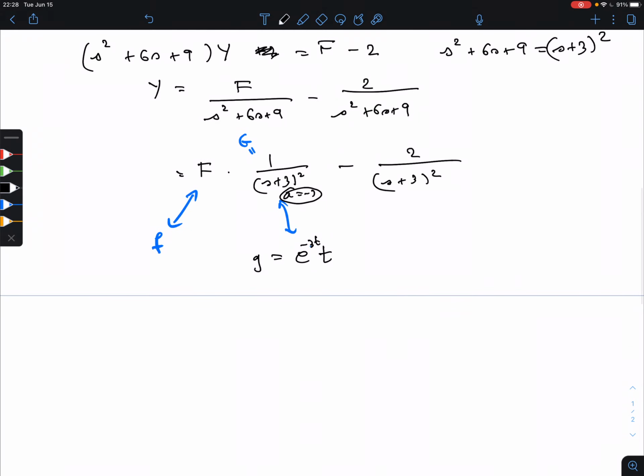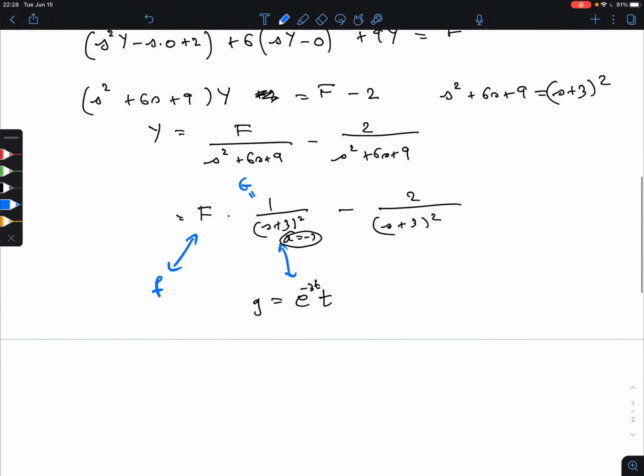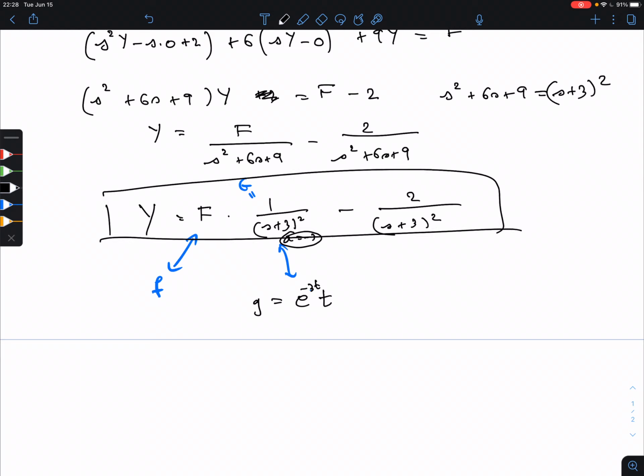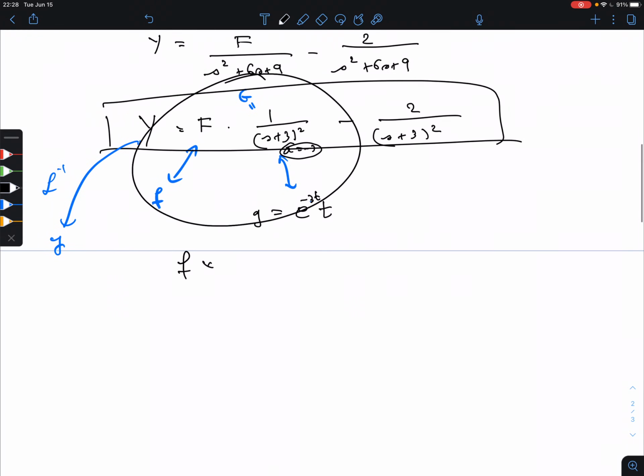But more importantly, think about what you're doing. You're saying, I know that this thing, being a product, is the Laplace of a convolution. So we take the inverse Laplace, because that's what we're looking for at this stage. Why? Because if I do the inverse Laplace here, I get little y, and that's what I want. So I do the inverse Laplace on this one, and we know that this is then f convoluted with g, let's say f star g. And we know what f star g is.